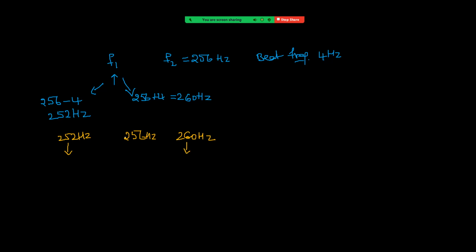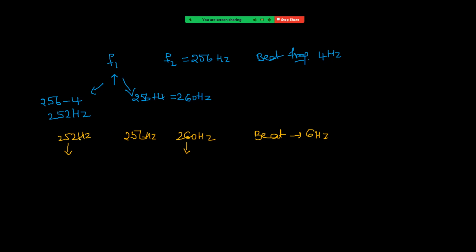But the condition given is that the beats increase to 6. In the second case, the beat frequency is given as 6 Hz. If you take 260, it becomes a frequency less than 260, then the difference will decrease. So it is not matching with the given condition.